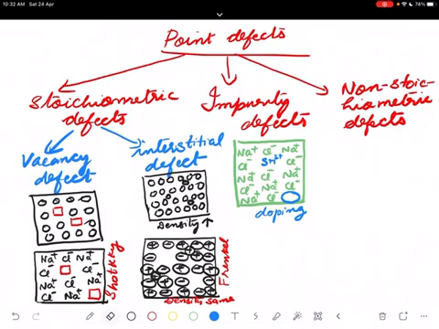So when CdCl2 is added to AgCl, vacancies are created. That will change its electrical conductivity. Many of its physical properties will be changed by this process of doping.